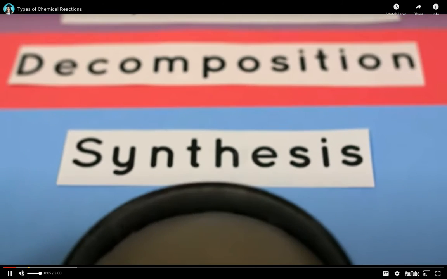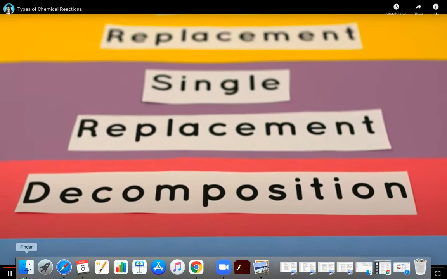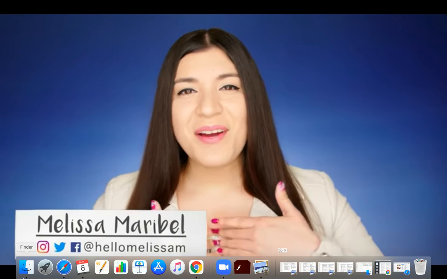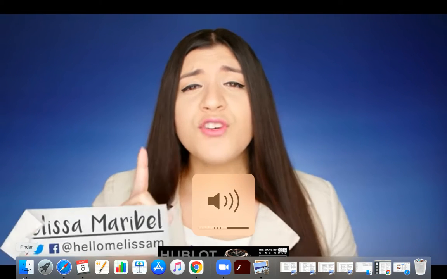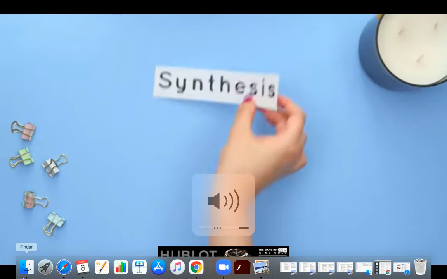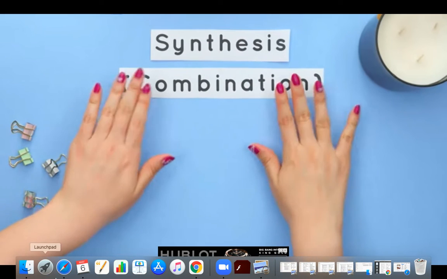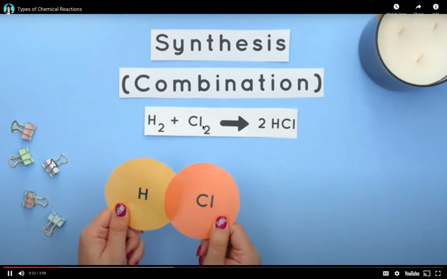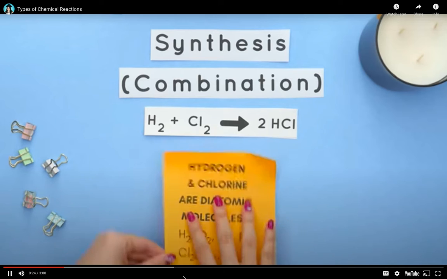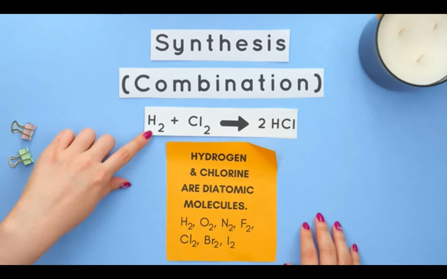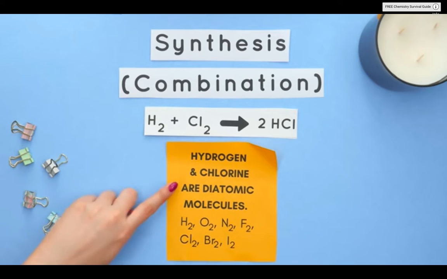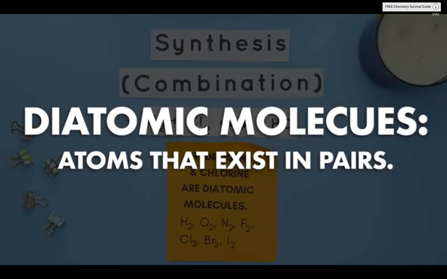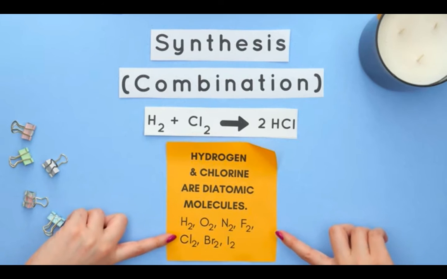Identify the different types of chemical reactions together. Hello everyone, I'm Melissa Maribel, your personal tutor, and the first type of chemical reaction is known as synthesis or combination. Here's an example. In a synthesis reaction, two different reactants combine to form our product. Note, the reason why hydrogen and chlorine have a 2 subscript is because they are known as being diatomic molecules. Diatomic molecules are atoms that exist in pairs. Here is a list of diatomic molecules.